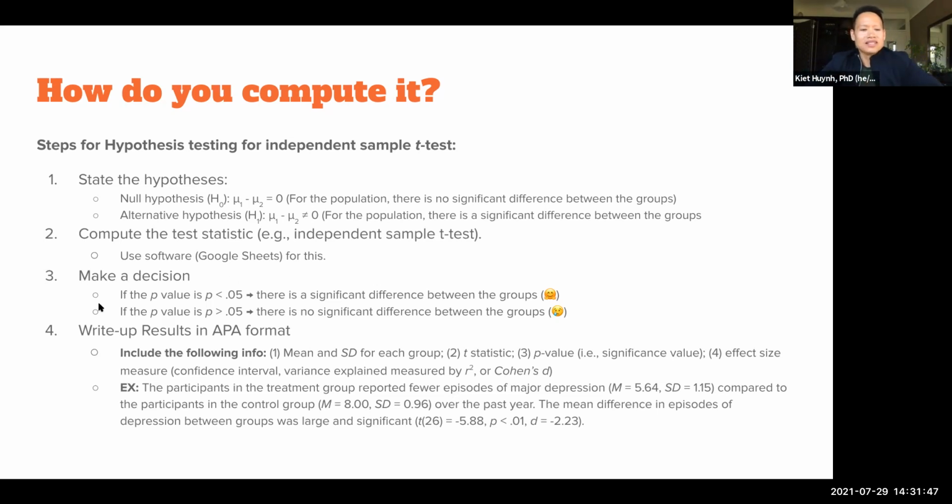Okay, the last step of hypothesis testing is that you want to write up the results in APA format if you're submitting to a psychology journal. Other journals have their own formats.